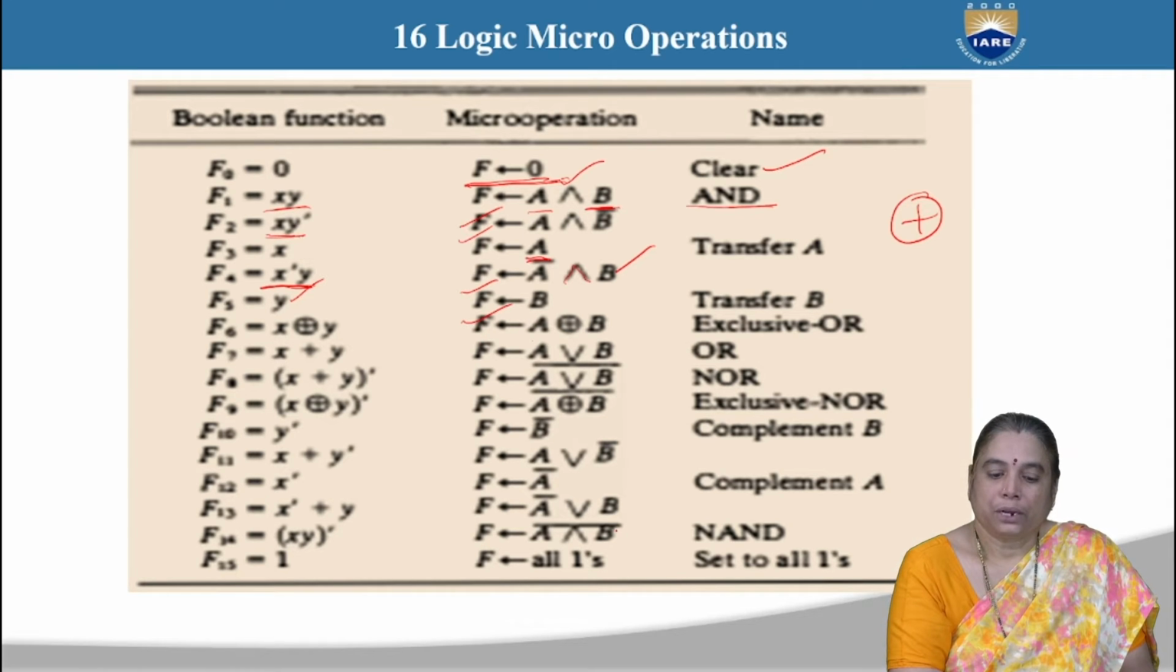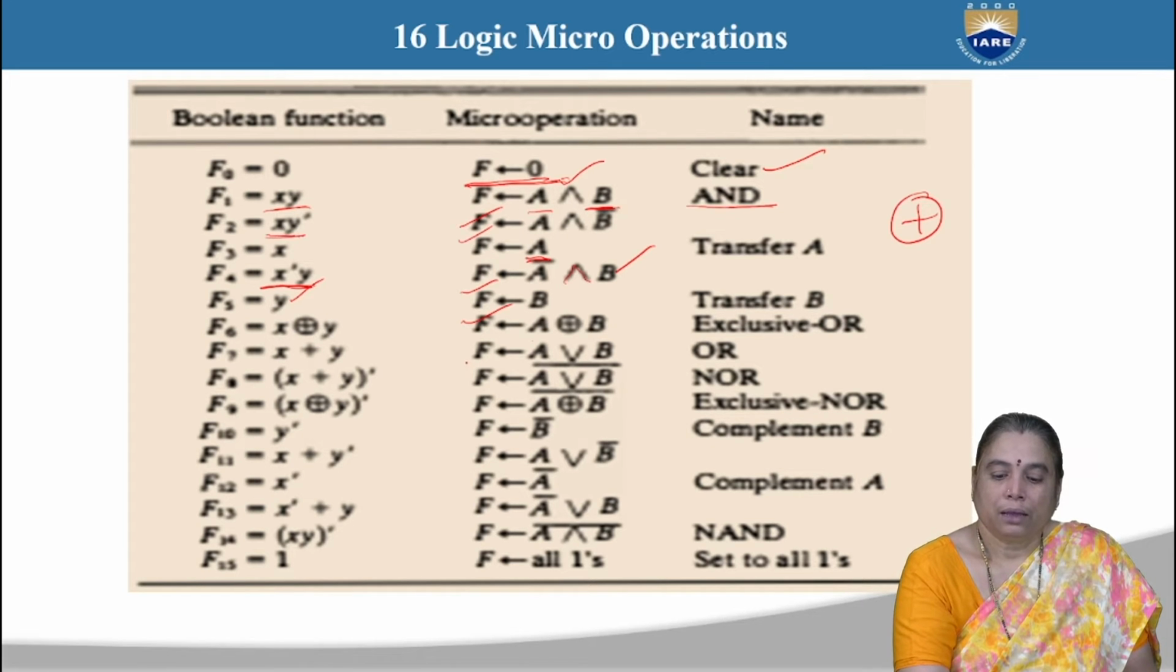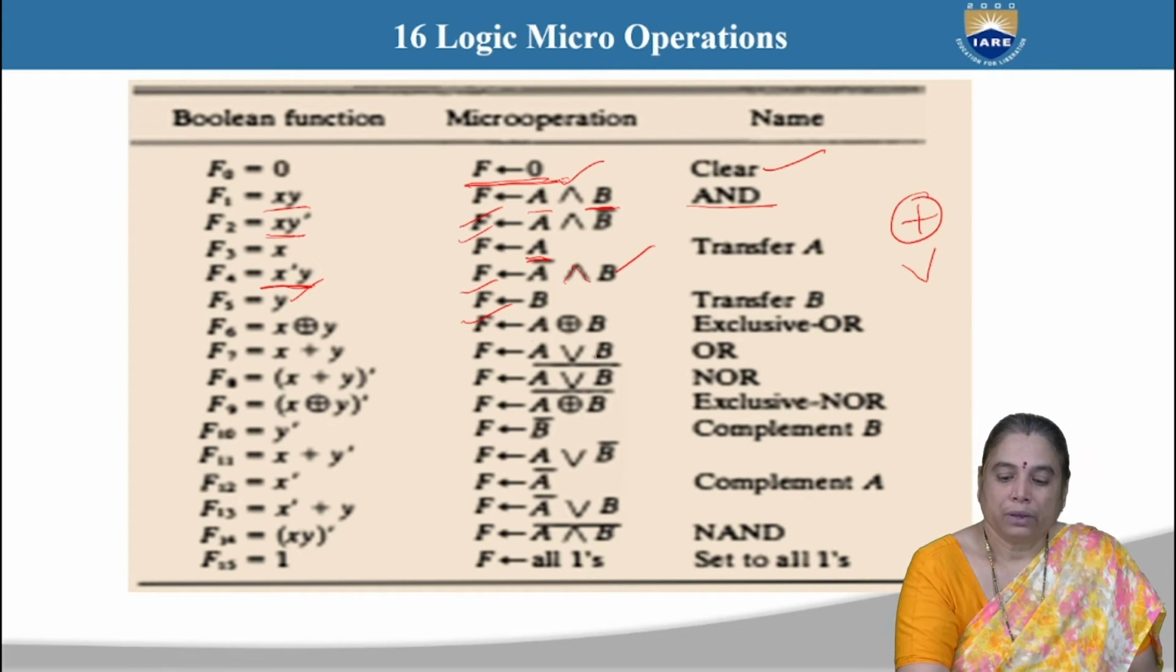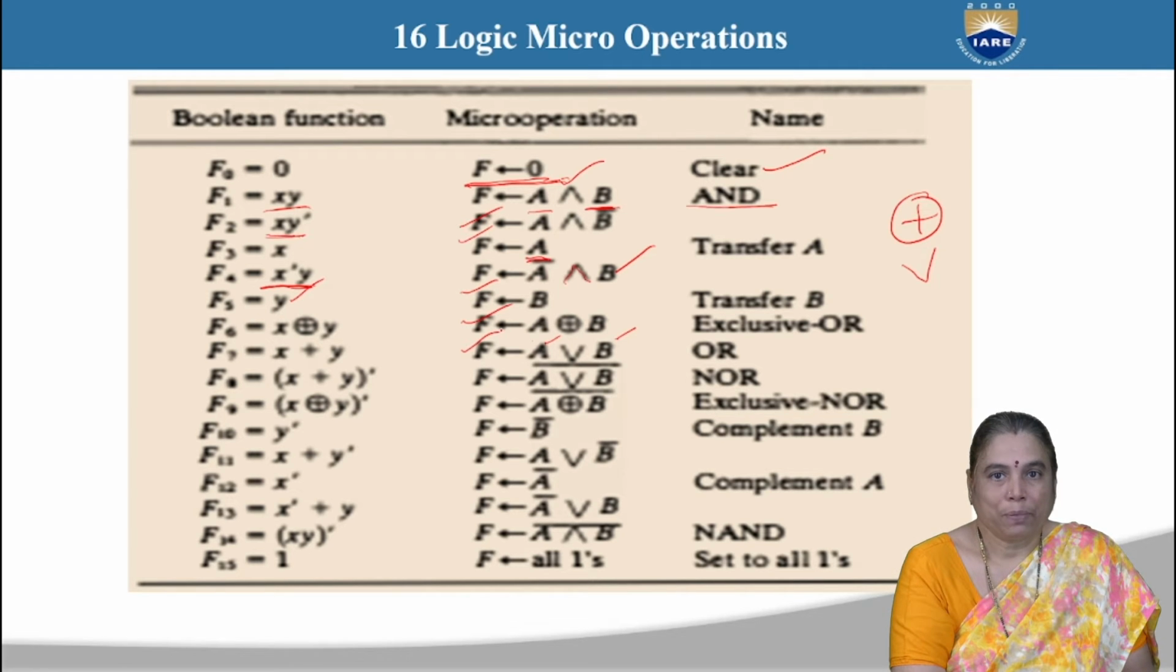Next logic operation is X plus Y. The plus operation is generally performed with the OR logic micro operation. So the RTL representation of this X plus Y is A, and to represent the OR we are using the inverted character symbol. So A inverted character B. So the logical OR operation can be applied on the A register as well as the B register. The result can be moved to the F. So this is the representation of the logical OR operation.